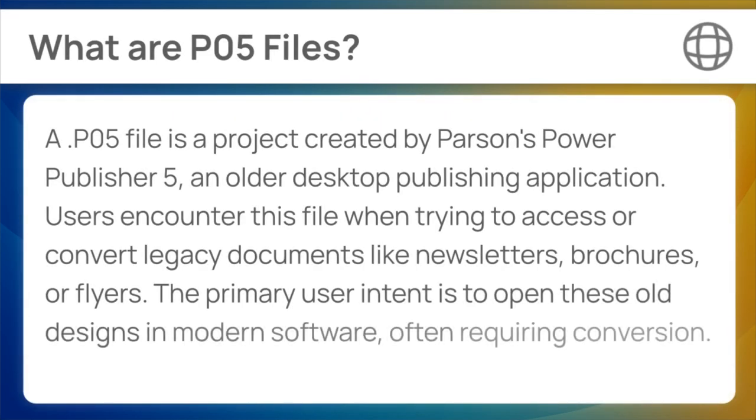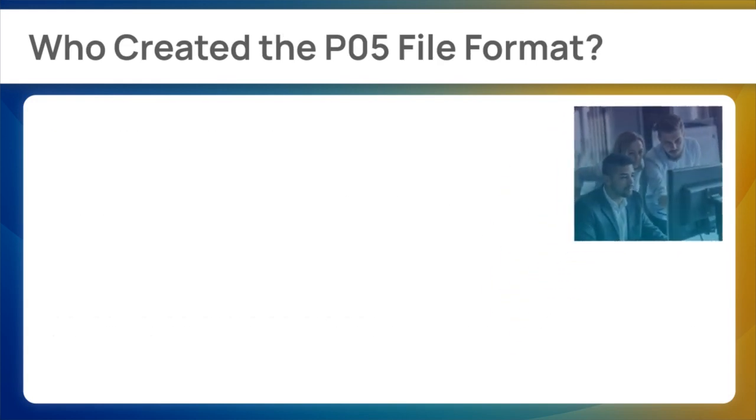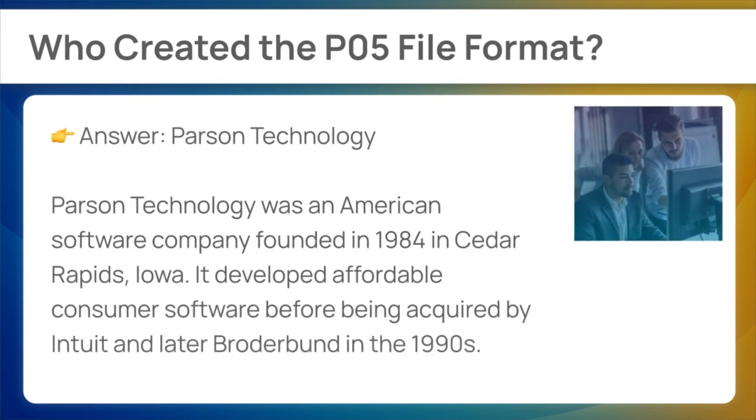A P05 file is a project created by Parson's Power Publisher 5, an older desktop publishing application. Users encounter this file when trying to access or convert legacy documents like newsletters, brochures, or flyers. The primary user intent is to open these old designs in modern software, often requiring conversion.